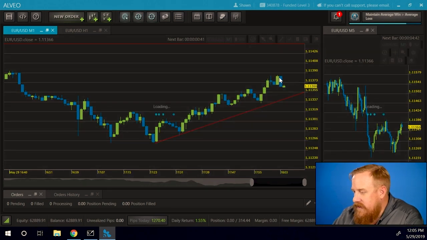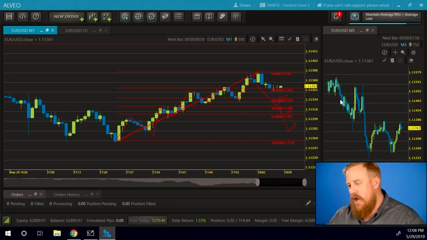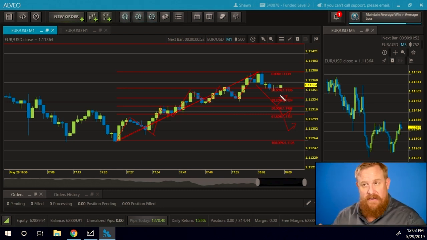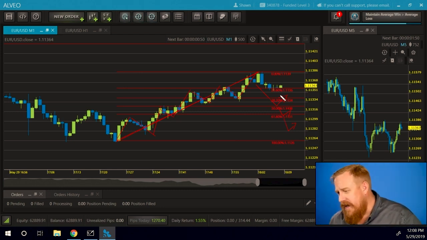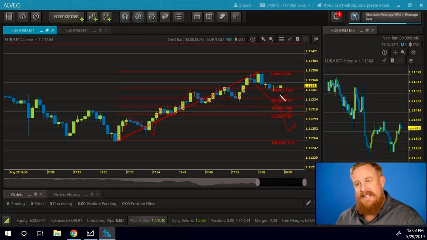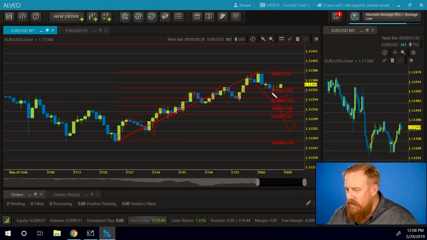from these lows. If the market's to pull back, what ratio, how far will it pull back? Will it pull back 50%? Will it pull back 28%? Will it pull back 62%? Whatever that is, we're going to use the Fibonacci to kind of give us a guide as to where that market will most likely pull back.